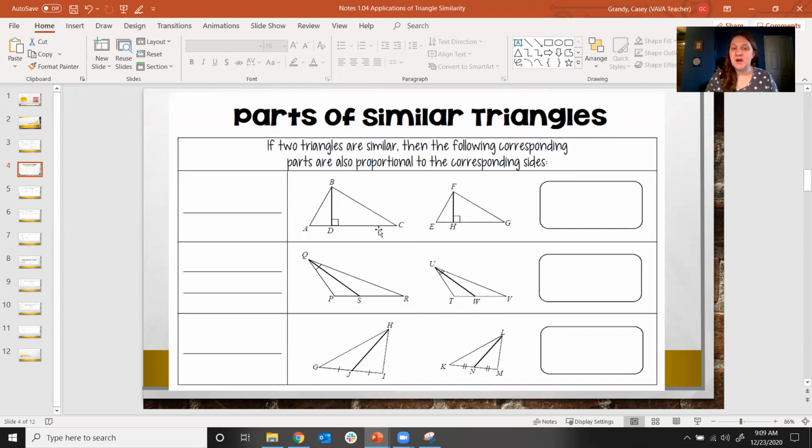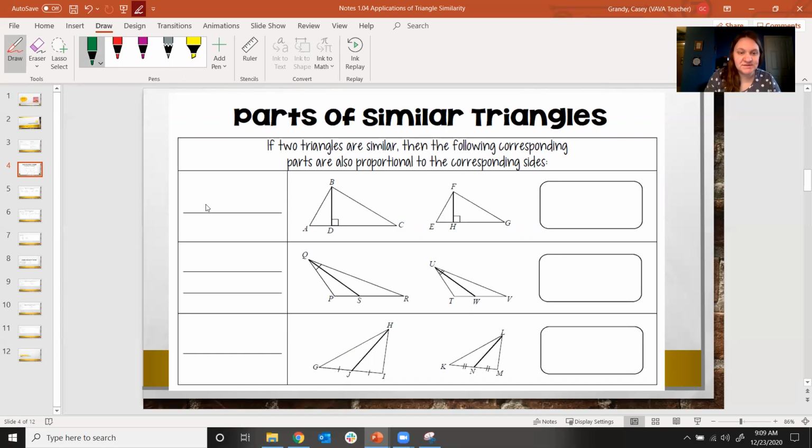All right, so we're going to talk about parts of similar triangles. There are different parts that we could see. The first part we're going to talk about here are altitudes, and you may have heard this word before. An altitude in a triangle is what we have been calling the height. It is perpendicular to one side and touches the vertex of the opposite side. So in this case, BD is my altitude, and FH is my altitude.